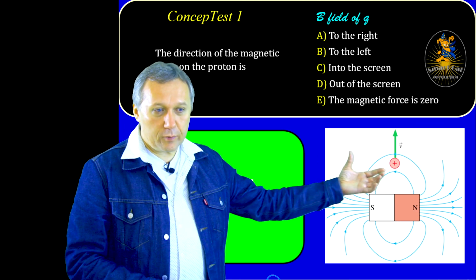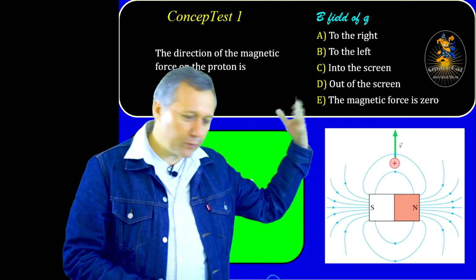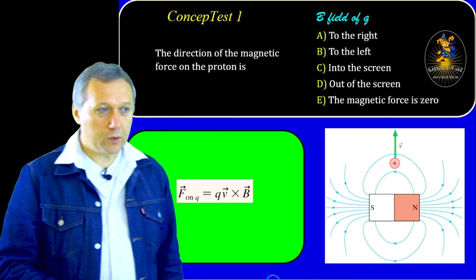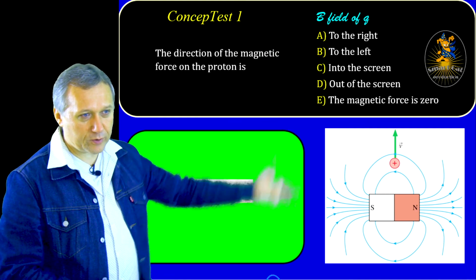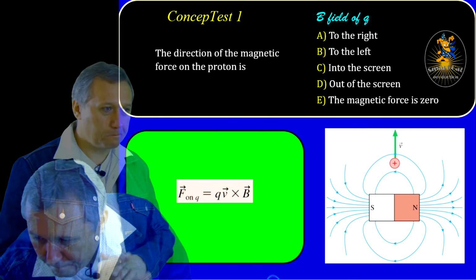Then we have a positive point charge, right, flying that way. So what is the direction of the magnetic force on that proton? And you see the options. Okay, give it a try, and of course the formula is here, right?